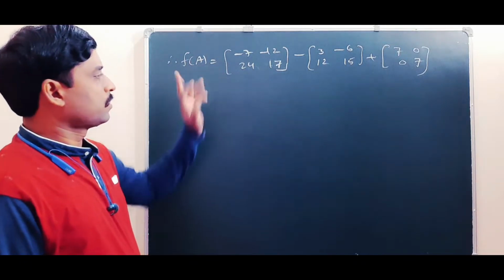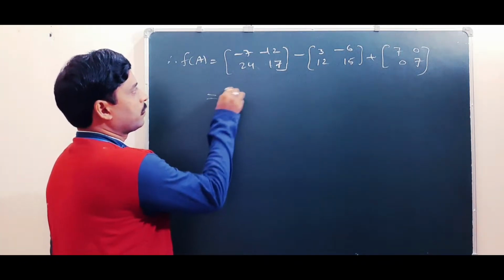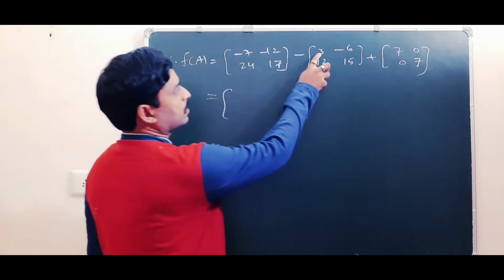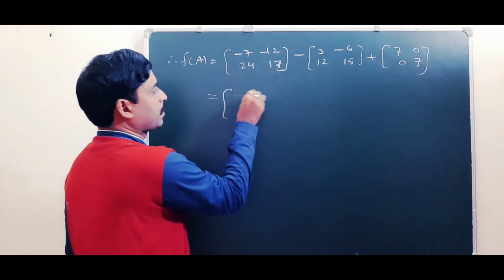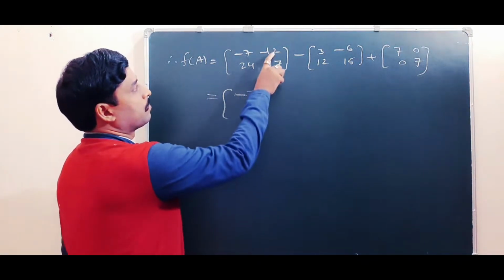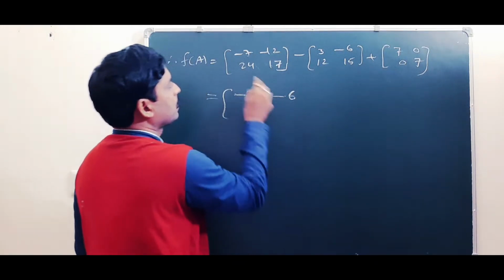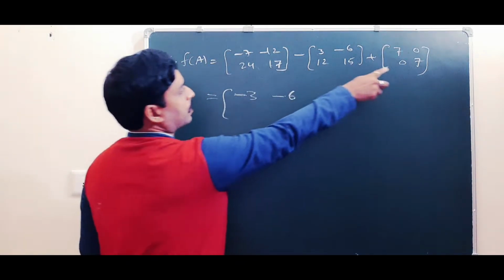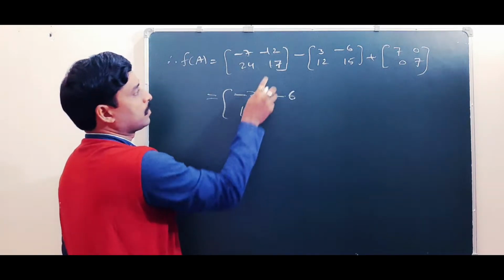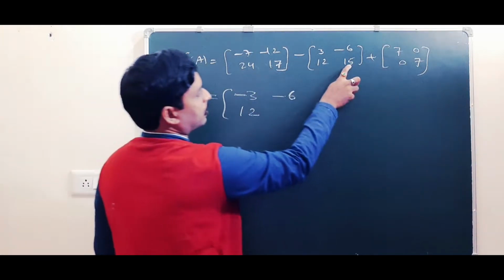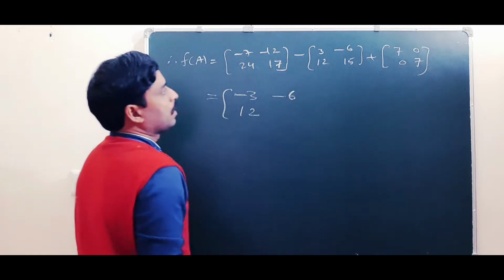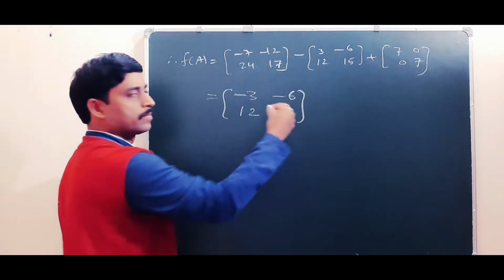Okay, we have got this value. So f of A is equal to minus 7 minus 3 plus 7, which is going to be minus 3. Minus 12 plus 6 plus 0 gives minus 6. 24 minus 12 plus 0 is going to be plus 12. 17 minus 15 plus 7 is going to be 9.